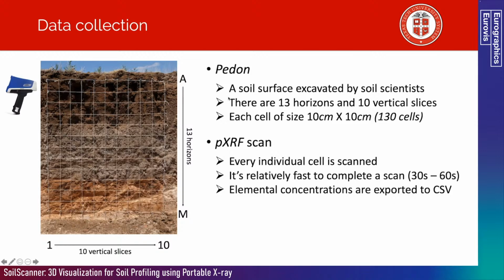A pattern is a soil surface excavated by soil scientists, and there are 13 horizons from top down, named A to M. And there are 10 vertical slices from left to right. Each cell is 10 cm by 10 cm, for a total of 130 cells. They use the pXRF device to scan every individual cell. It is relatively fast to complete a scan, about 30 to 60 seconds depending on the soil scientist. Element concentrations are exported to a CSV file, ready to clean up and analyze.